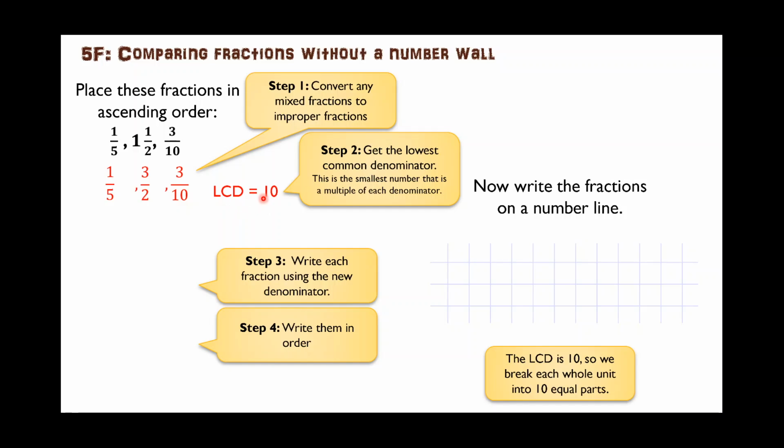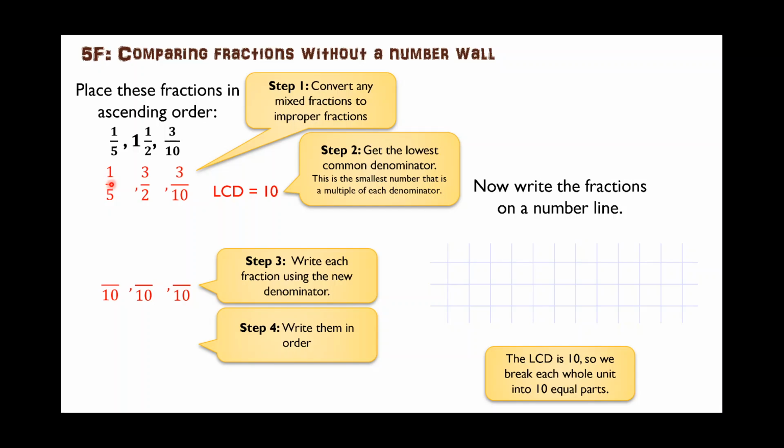Okay, so now we know that the bottom number really should be 10. That way they can all look the same. They'll all have the same bottom number. So I'll actually write that in. Divide by 10, divide by 10, divide by 10. And that's what they're all going to look like. So we don't have different kinds of fractions which are harder to compare.